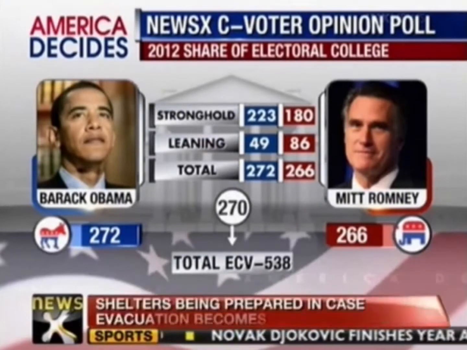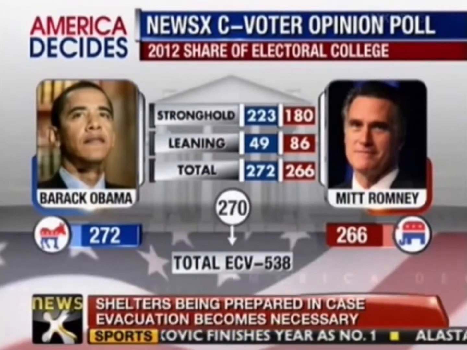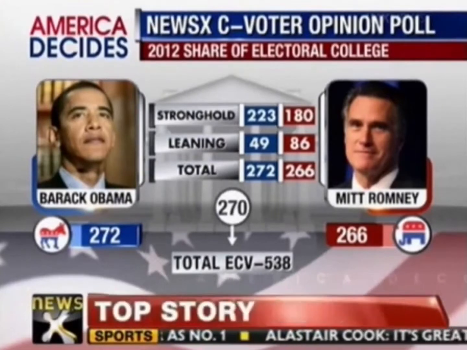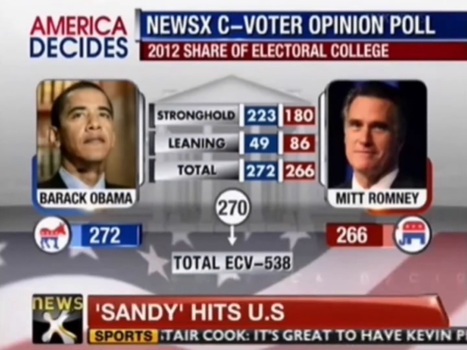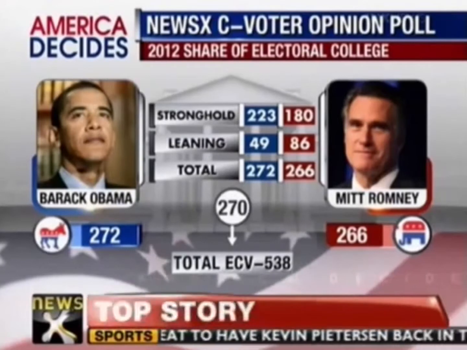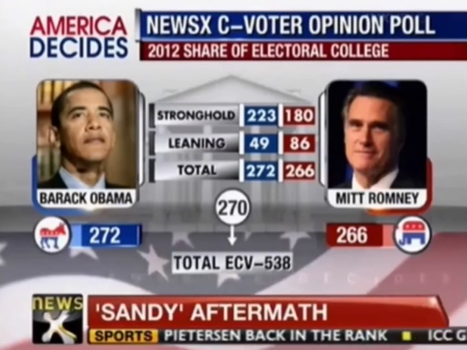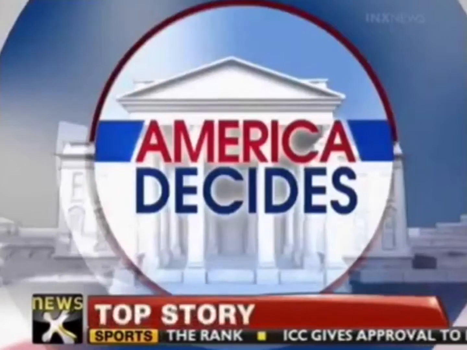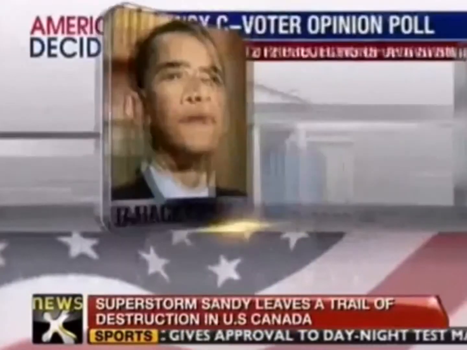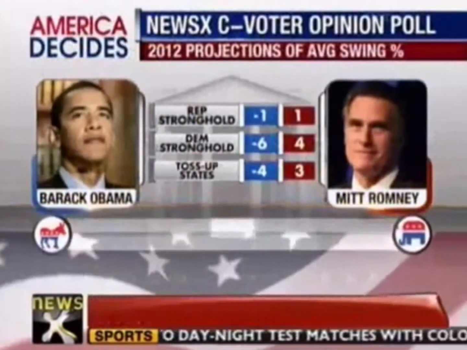Let's just draw your attention to one of the categories here in this particular graphic, leaning. Now, leaning referring to the states, the swing states or the key battleground states wherein votes could go either way for either party. Look at the interesting graphic here. 86 votes for Mitt Romney. Mitt Romney leading over there.